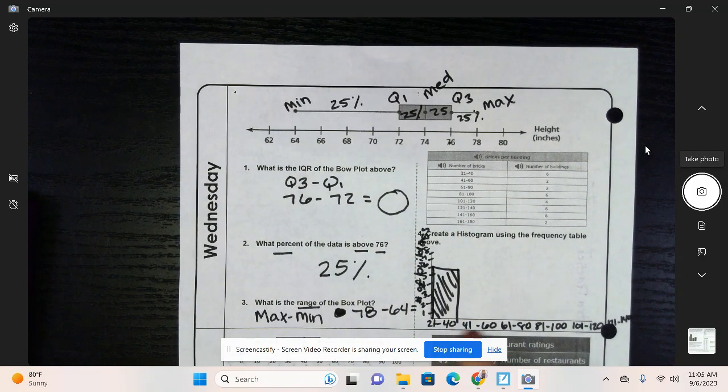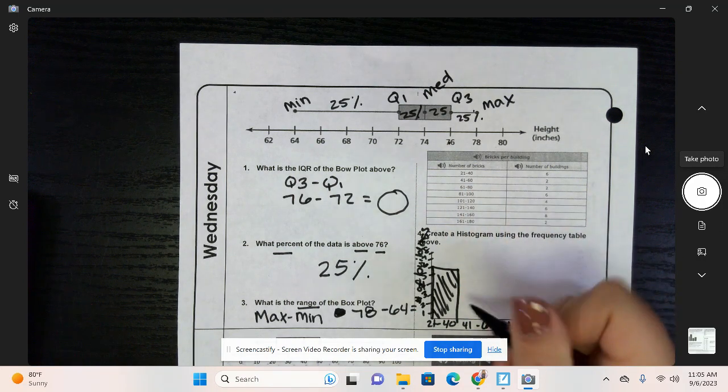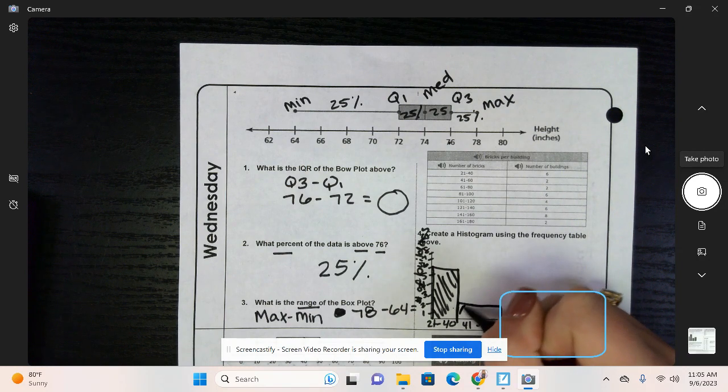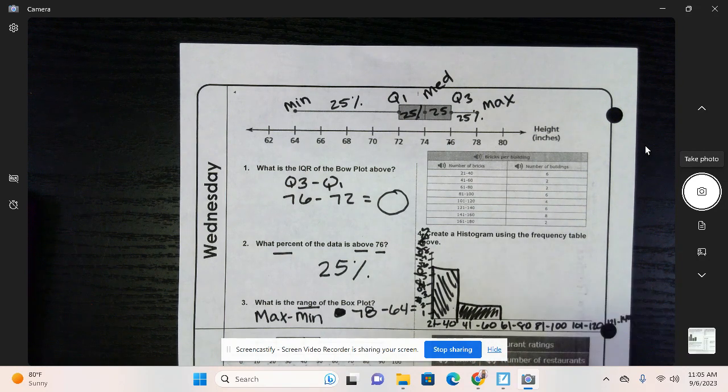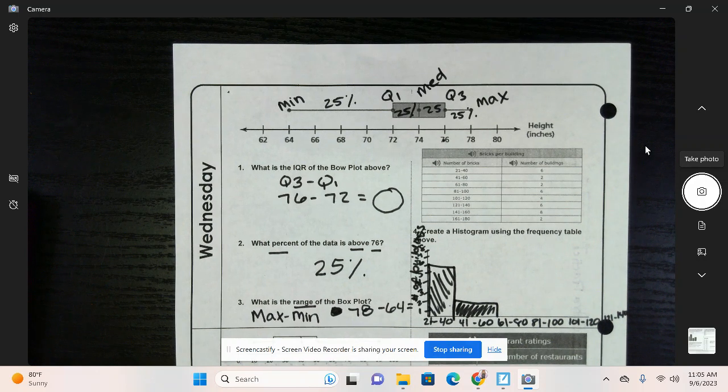Then I have 41 to 60 bricks. There were 2 buildings. So I'm going to draw my bar up to 2, making sure I'm touching the bar next to it. And I'm going to do that for each one of my ranges. And then you should be able to have your histogram.